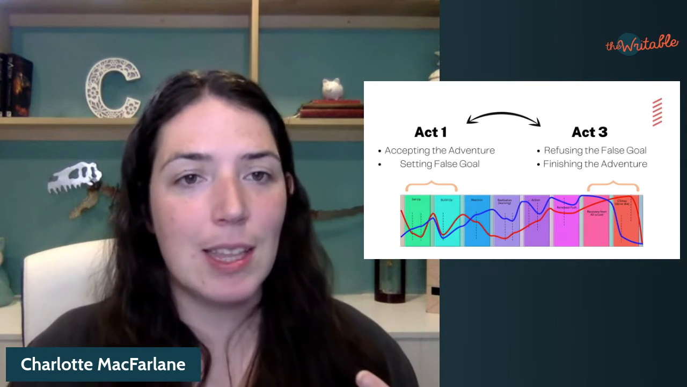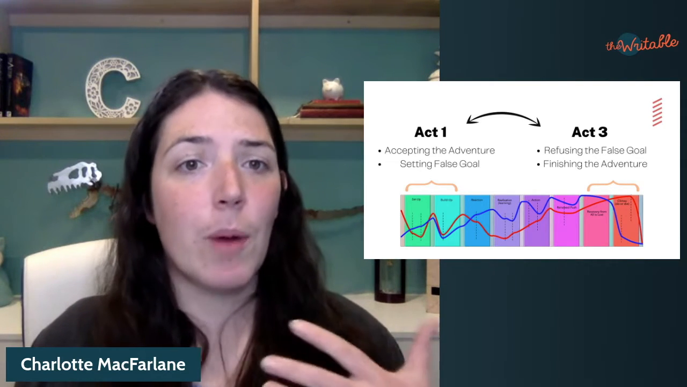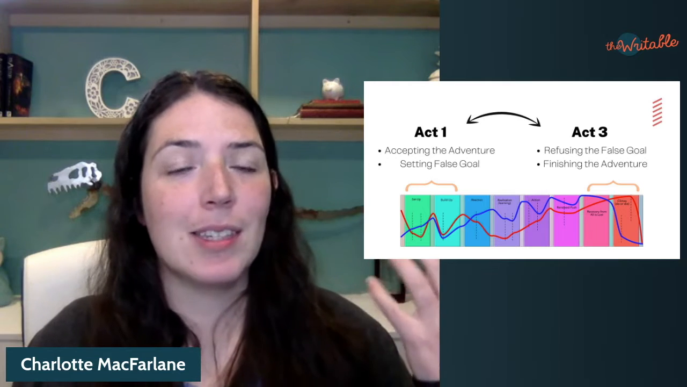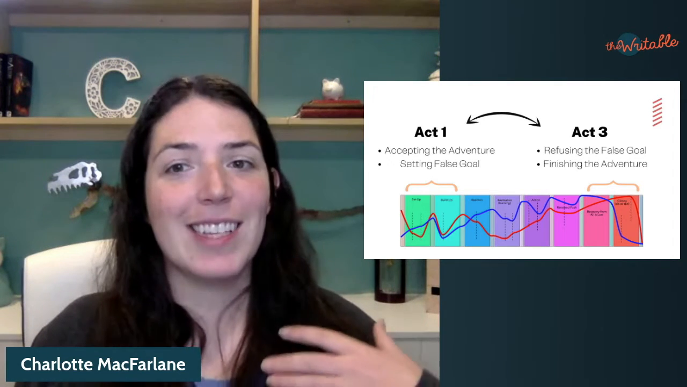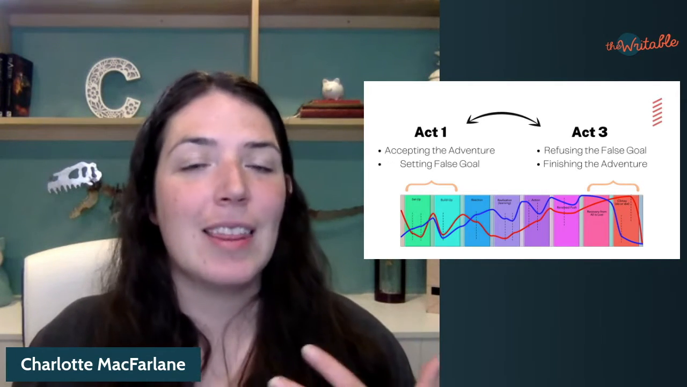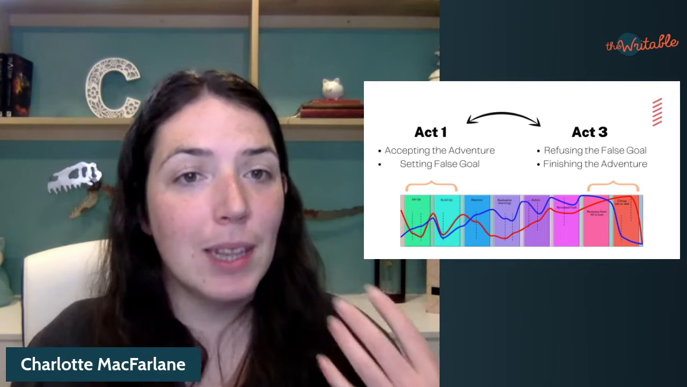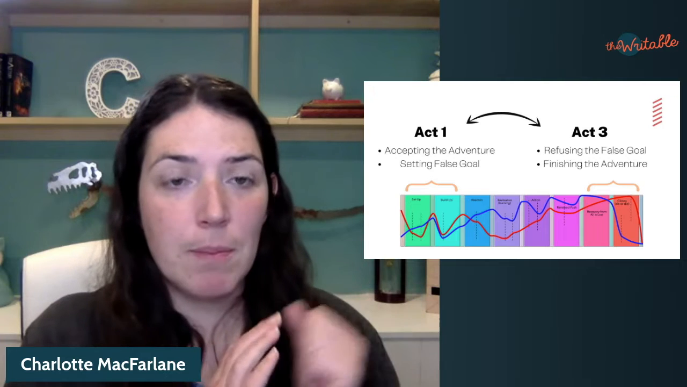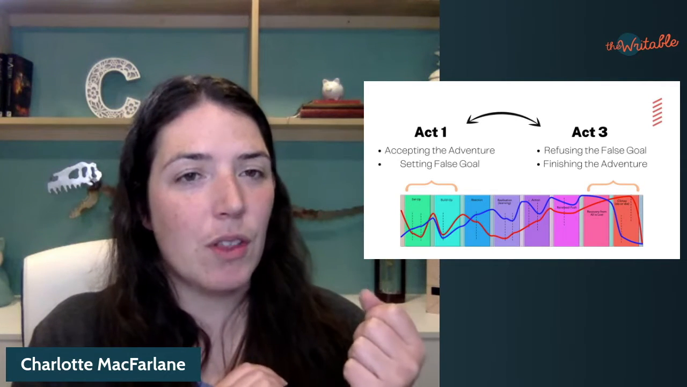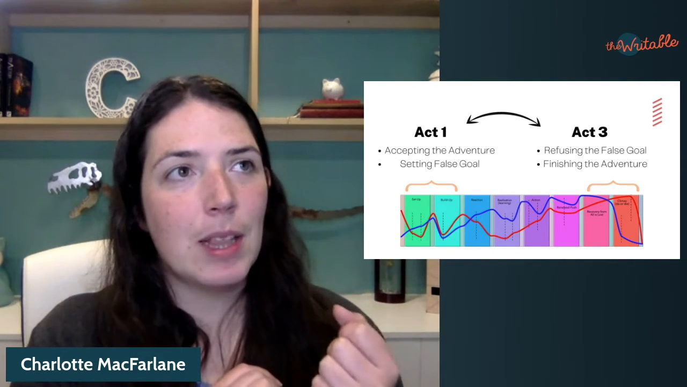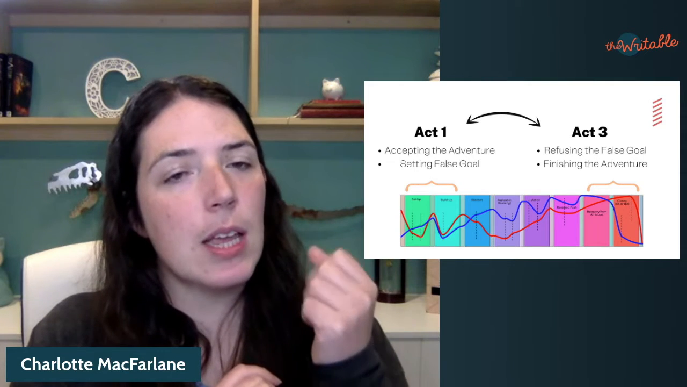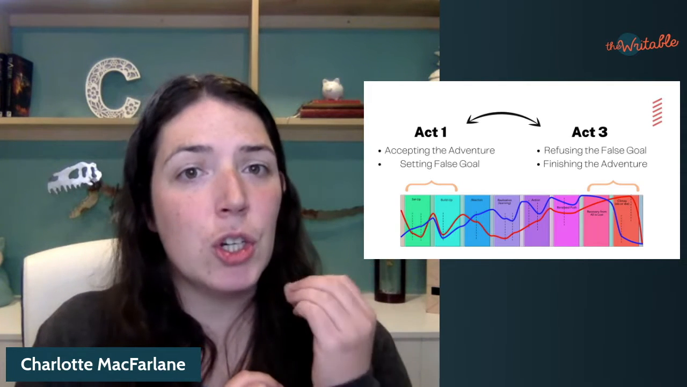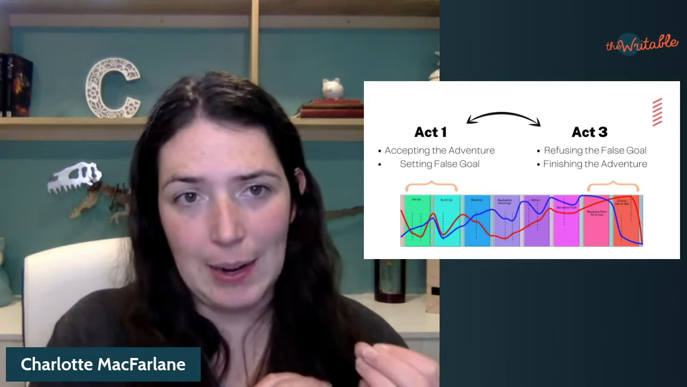But in Act 1, this is really where the hero accepts the adventure. They set that false goal. They come up with the plan. And really, we're seeing what they believe in the beginning, what the values are that they hold. And really, really, we're seeing the things that they believe they should do in order to succeed.